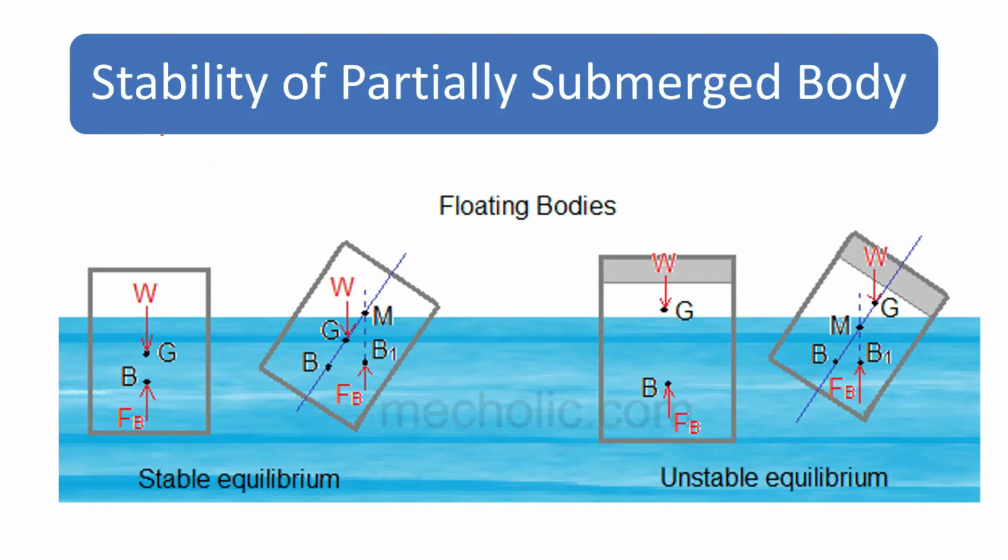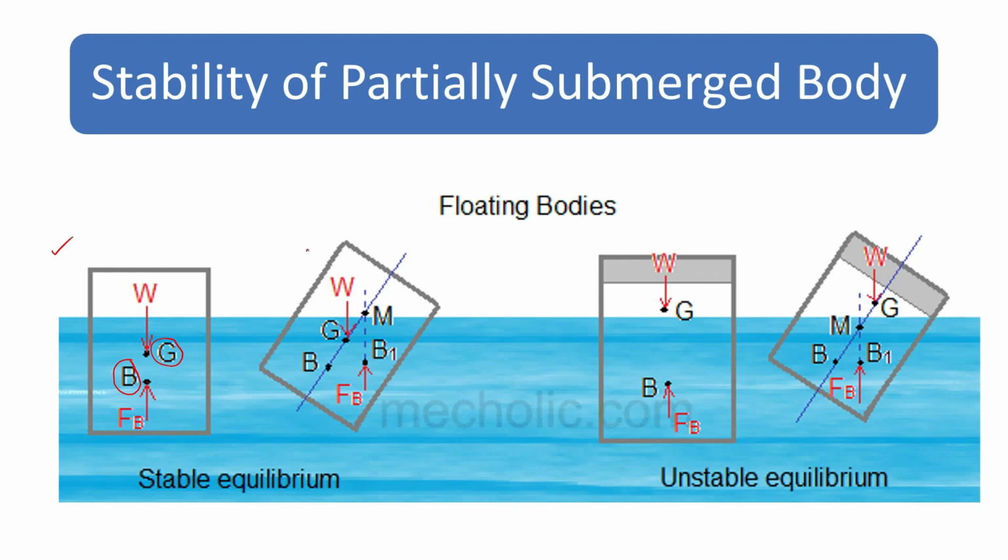In this lecture, we will discuss the stability of a partially submerged body. You can see here this body floating, and you can see the center of buoyancy here and the center of gravity here. That means the center of buoyancy is just below the center of gravity. At the center of gravity, the weight of the body is acting downward. At the center of buoyancy, the buoyancy force is acting upward.